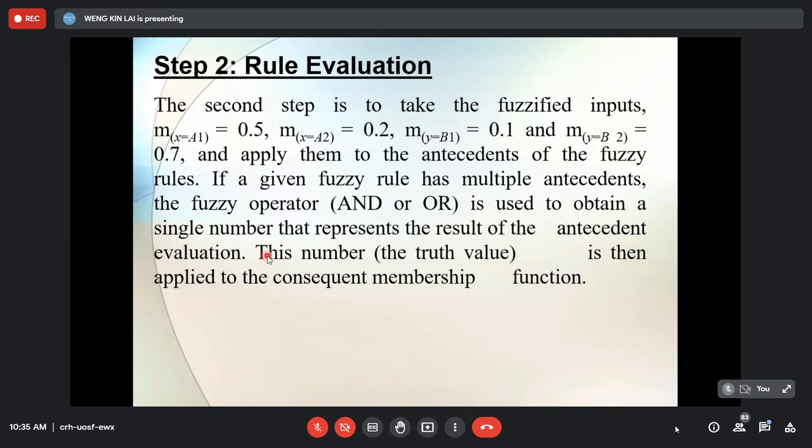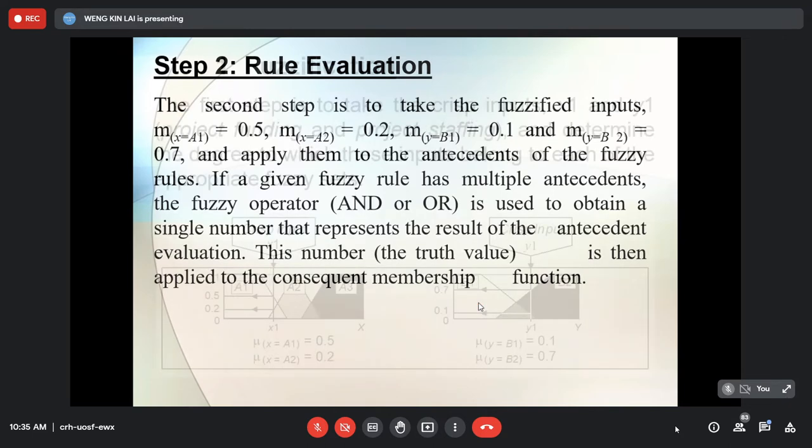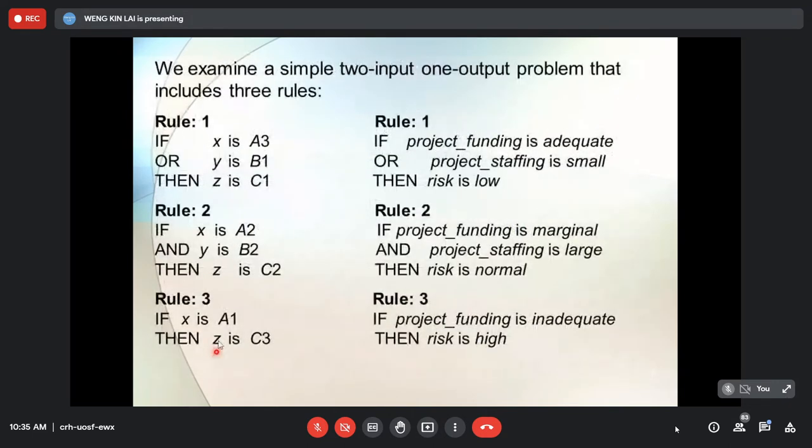Now this number, which is actually the truth value, I will still call it the degree of truth, is then applied to the consequent membership function. Now this value then is applied to the consequent part of the rule itself. So when you combine these two parts here to get one value, the value that's applied to your consequent part, the Z to C1, Z to C2, Z to C3, as we'll see later on in the next few slides.